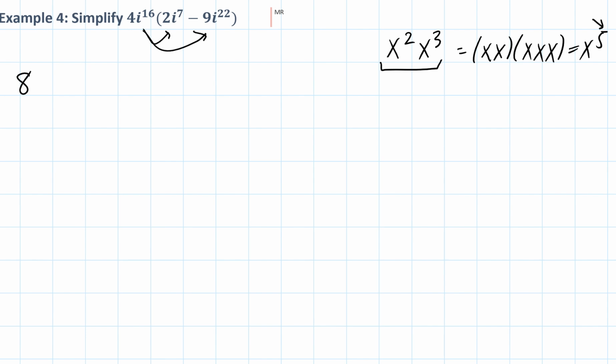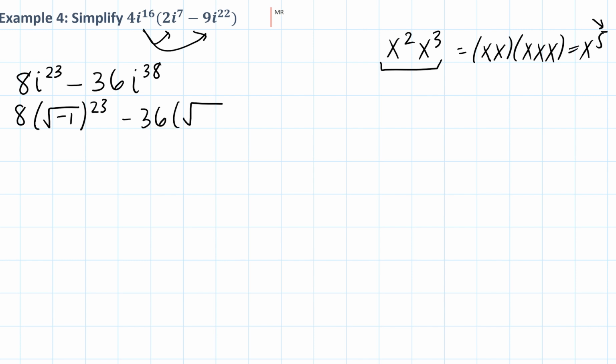So this would give me 8, 4 times 2, i to the 23rd power. 16 plus 7 is 23, minus 36, i to the 38th power. Well, this is definitely not an a plus bi format because I have a whole bunch of i's in each term. Okay, well, we know we can substitute. i is just the square root of -1. So essentially, we have 8 times the square root of negative 1, and we're going to multiply the square root of negative 1 times itself 23 times, minus 36 times the square root of negative 1 to the 38th power.